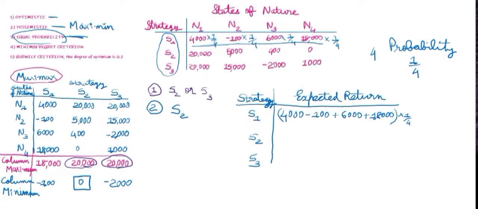In the same way we'll have to find it for the second strategy and for the third strategy. So for the second strategy it will be 1 by 4 into 20,000 plus 5,000 plus 400 plus 0. And for the third strategy it will be 1 by 4 into 20,000 plus 15,000 minus 2,000 plus 1,000.